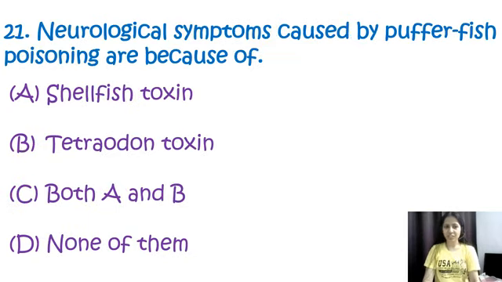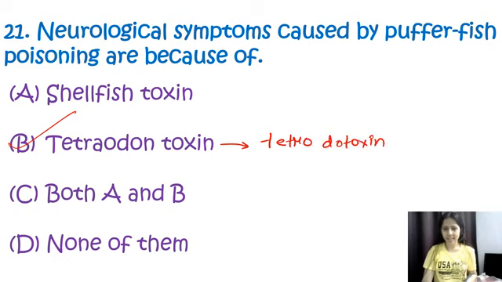So question number 21: neurological symptoms which are caused by puffer fish poisoning are because of, so the options are shellfish toxins, tetrodotoxins, both A and B, or none of them. So over here my correct option will be B, that is tetrodotoxins. Now these toxins are also known as tetrodotoxin. In short we say it as TTX.